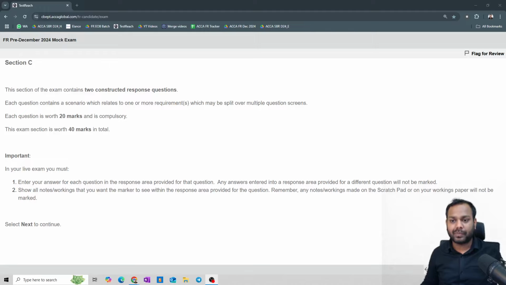Let's start the session now. So today we will discuss a pre-mock December 24 paper. Okay. So we'll be discussing section C of it.